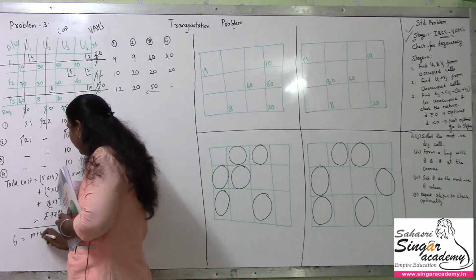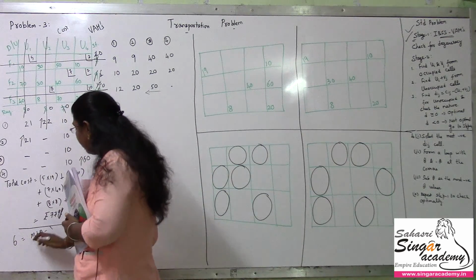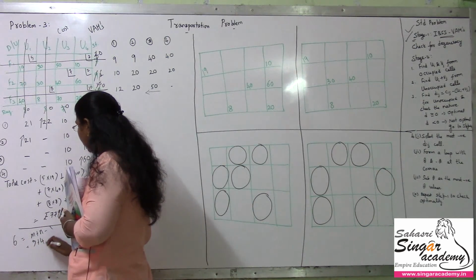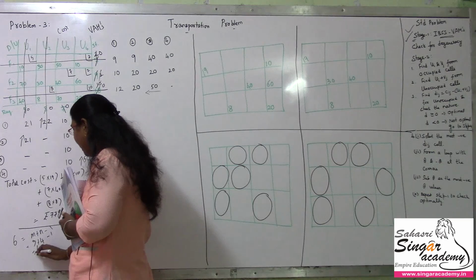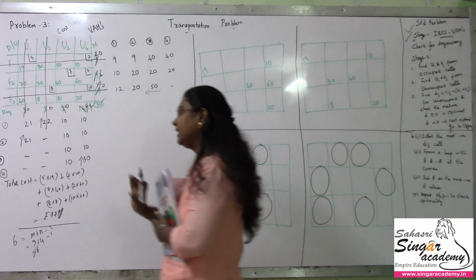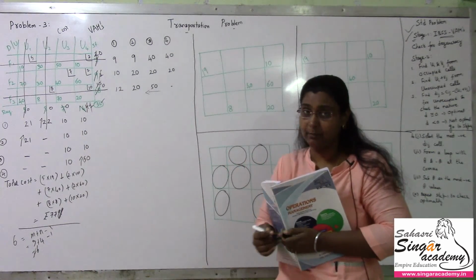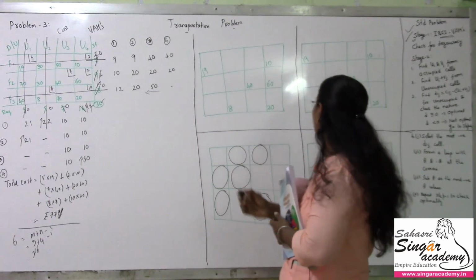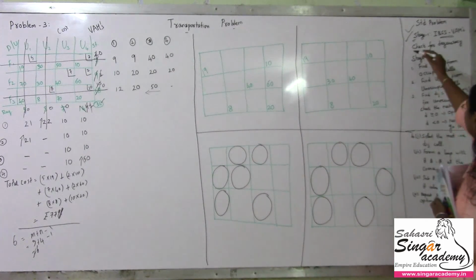There you find m plus n minus 1. So m is 3, n is 4, minus 1, yes 6. It matches. So it's not a degenerate problem. Okay, there is no degeneracy here. So we can go for checking the optimality. So till here we have done.